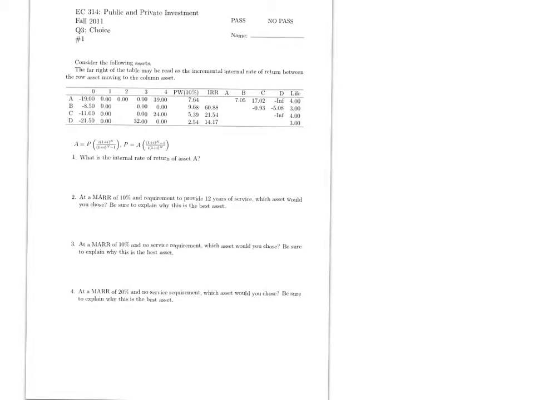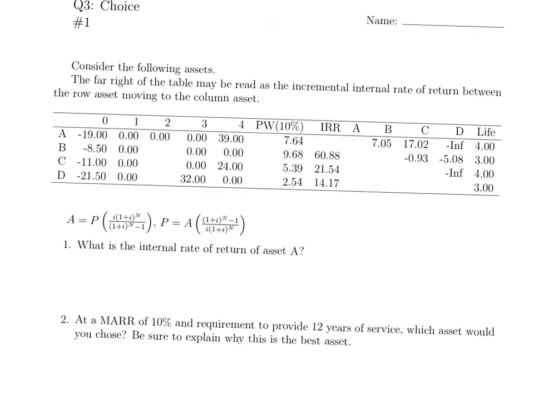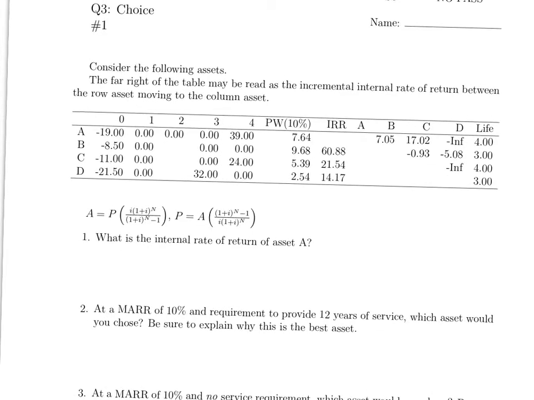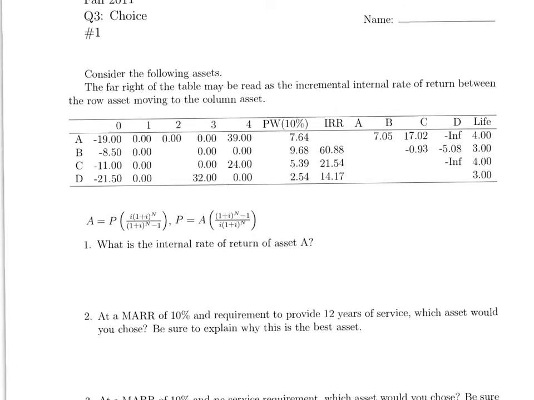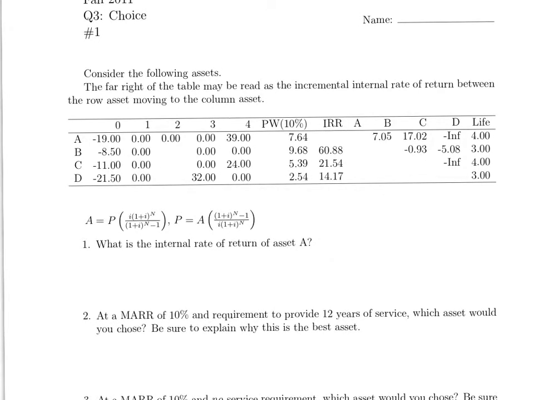Hi, I want to give you an explanation to essential question number 3, version 1 in the fall of 2011. So this should be probably the first one that you're trying of these. And what we're looking at are 3 assets. So they're right here, assets A, B, C, and D.